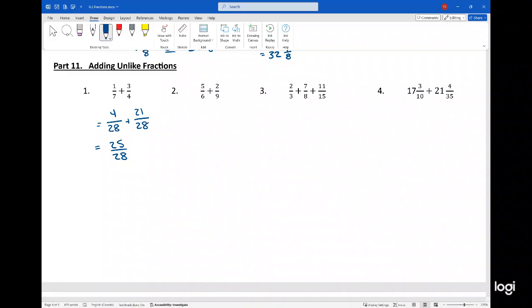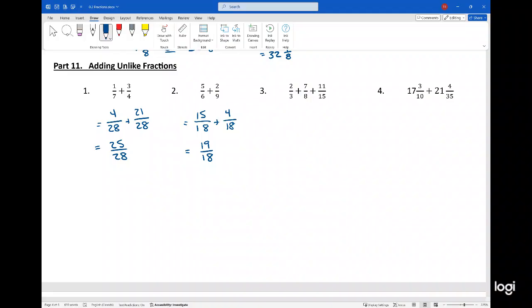The next one, I could find a common denominator by multiplying 6 by 9 and getting 54, but I think I can find a smaller one because I noticed that both of those are multiples of 3. So what I can do is just say, well, multiples of 6 would be 6, 12, 18, 24, but 9's multiples would be 18, so they both can get 18. 18 is a multiple of both of those. All I did was triple the first one, so I triple the top, and double the second one, so I double the top. And that gives me 15 plus 4 is 19 over 18.